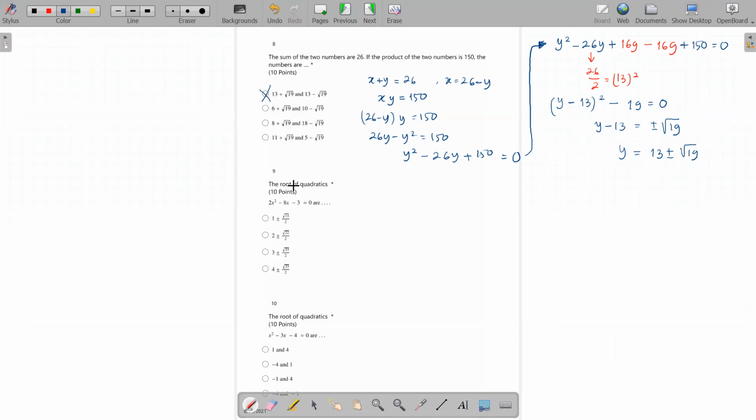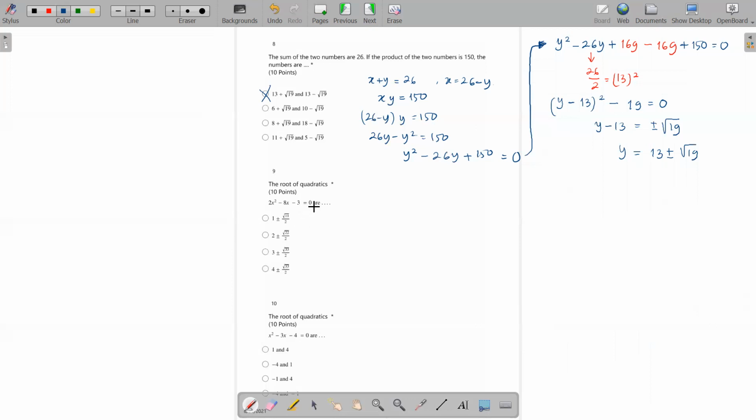Okay, next, the roots of the quadratic 2x squared minus 8x minus 3 equals 0. Here the options are provided in radicals, and therefore I believe that this cannot be solved using factorizing, so we need to use the formula or completing the square. But in this case, let me use a variety of ways of solving the questions. I would like to use the formula. Usually, for a quadratic with leading coefficient 1, or monic quadratic, if it cannot be solved using factorizing, I will use completing the square. However, if it is non-monic, which means the leading coefficient is not 1, then if this cannot be done using factorizing, I will use the formula.